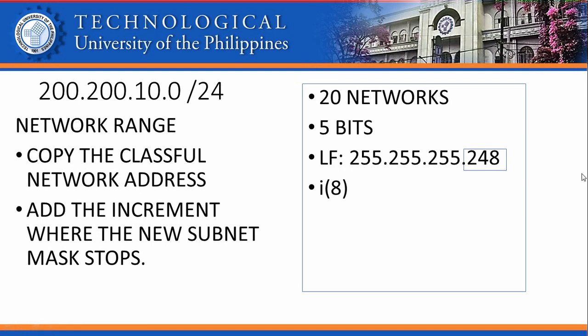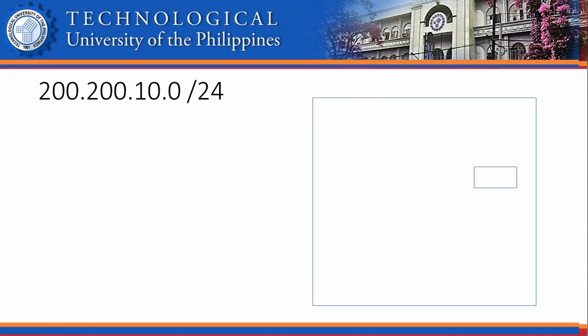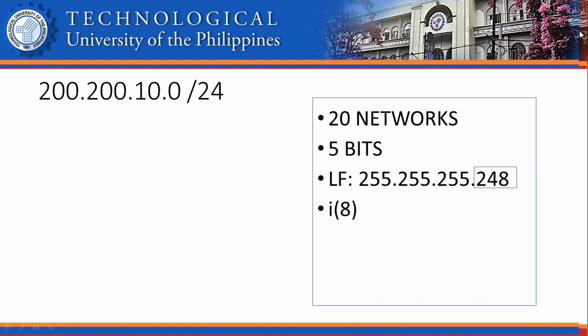Sige. So, para mas maintindihan natin, ito example. Copy the classful network address, 200.200.10.0. Increment natin is 8. So, from 0.0, 0.8, 0.16, 0.24, and so on. Once na nakapag-subnet na tayo, magkakaroon na tayo ng new subnet mask. So, magkakaroon na tayo ng sub-broadcast address.